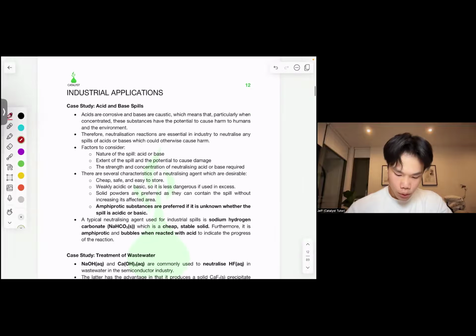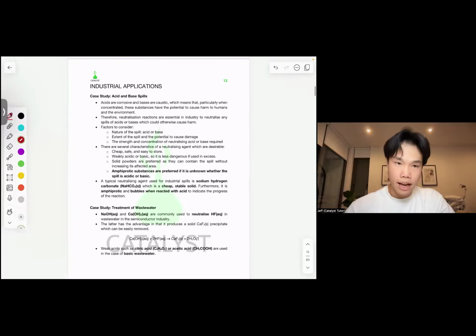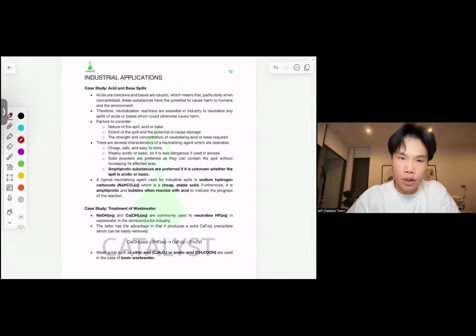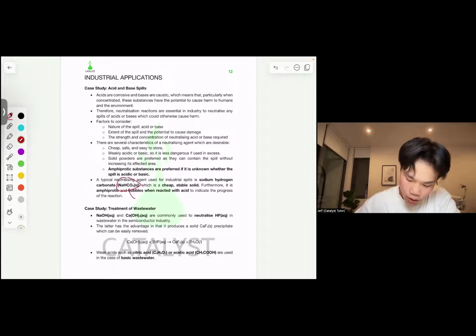Industrially, there's two applications that people usually remember. The acid-base spills. So whenever you spill an acid or base, you need to know how to clean it up. The easiest solution here is you say that you use sodium bicarbonate or something that is similar to it. Why is sodium hydrogen carbonate or sodium bicarbonate so good for cleaning acid and base spills? Sodium bicarbonate, amphiprotic, perfect. So it doesn't matter what kind of spill you're cleaning. Whether it's acid or base, if you don't know, sodium bicarbonate will work because it is an amphiprotic substance.